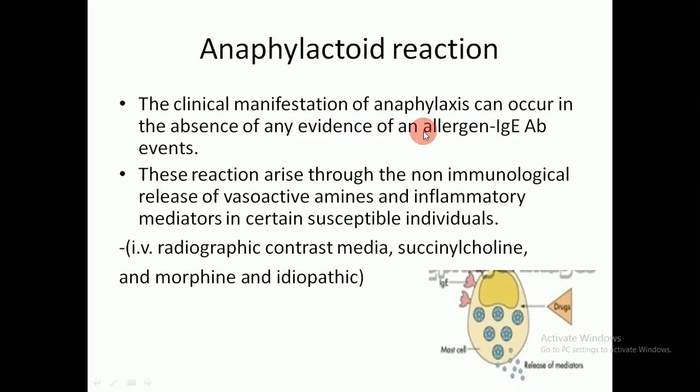The same clinical manifestation usually occurs in the non-immunological release of vasoactive amines and inflammatory mediators in certain susceptible individuals. So all the mediators, primary and secondary, will be released without the contribution of IgE. So how can this happen?